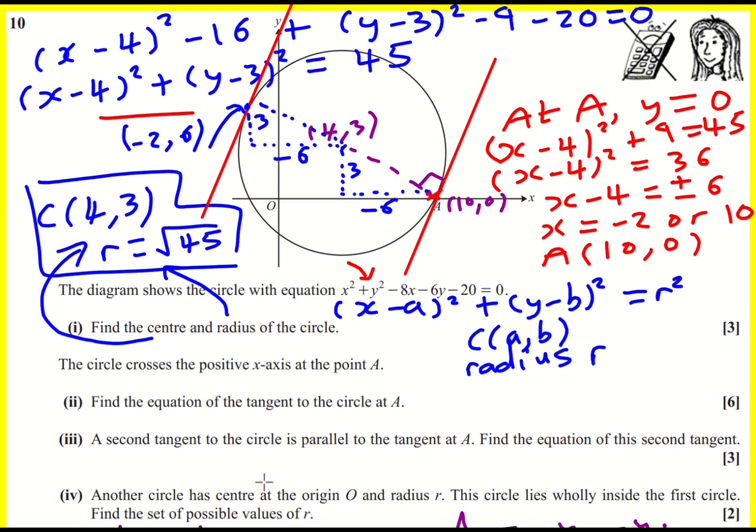Finally, we're told that another circle has center at the origin O and radius R. So here, this circle lies wholly inside the first circle. So it could be here, could be here. Oh, that's too big because it's got to lie entirely inside. So it could just about touch, I suppose. Find the set of possible values of R.